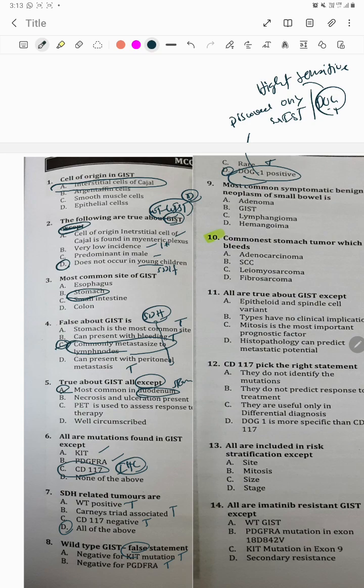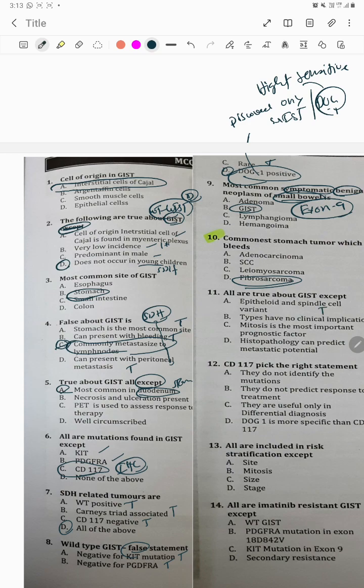So the most common symptomatic benign neoplasm of the small bowel is, every word is important. Yes, the most common symptomatic benign neoplasm of the small bowel. Again, I have told you here the mutation is in exon 9. Commonest stomach tumor which bleeds is your fibrosarcoma. So all are true about GIST except epithelial and spindle cell variants. Yes, it can be seen in your pathology.